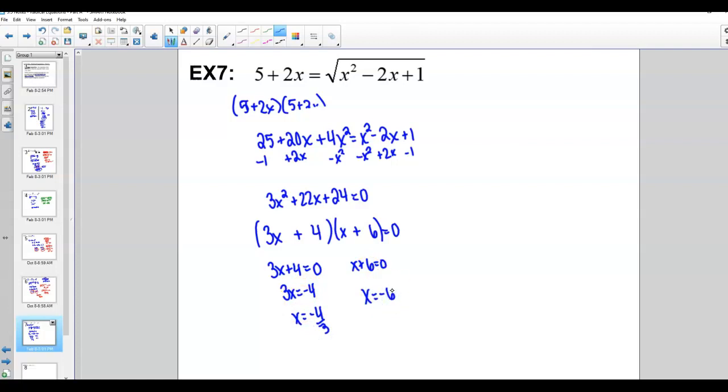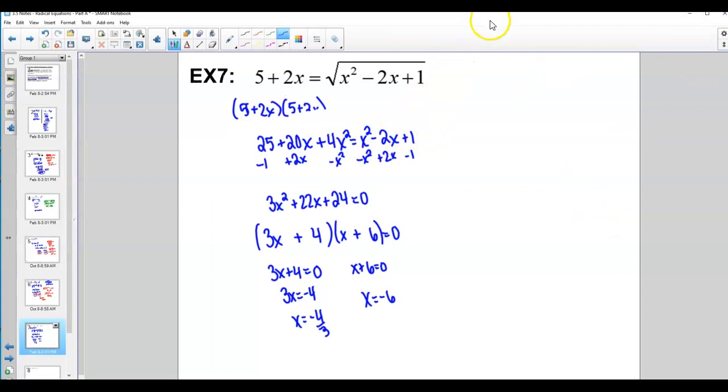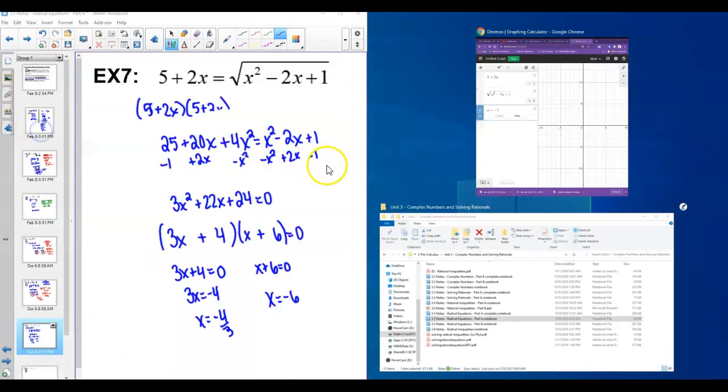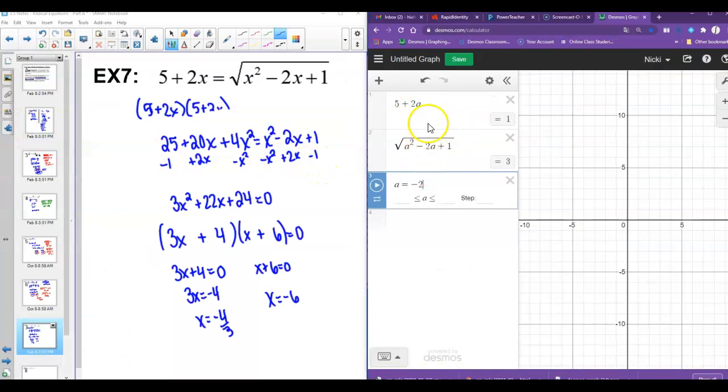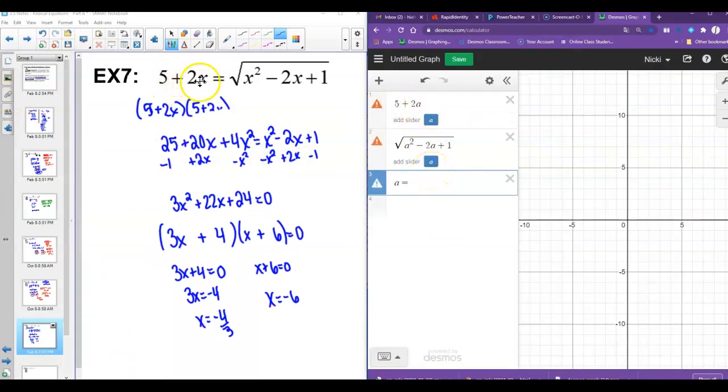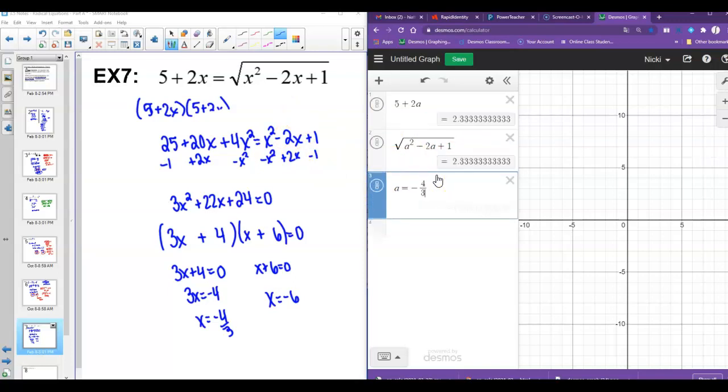So whenever we do this, we do need to check our answers. Now, these are starting to get a little bit difficult to check. So let's use Desmos to help us a little bit here. What I have done here is I have typed in 5 plus 2a. I used an a instead of an x because sometimes with the x's, it'll give you a little bit of trouble where x is a variable in the graph. And then I did the square root of a squared minus 2a plus 1 in the second equation. And so I'm just going to type in my answers for a equals down here, negative 4/3.